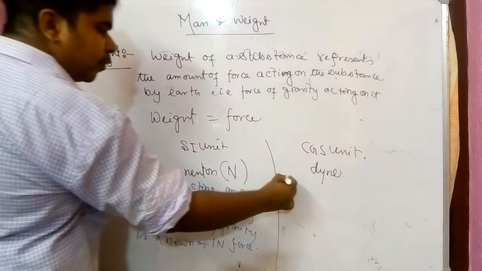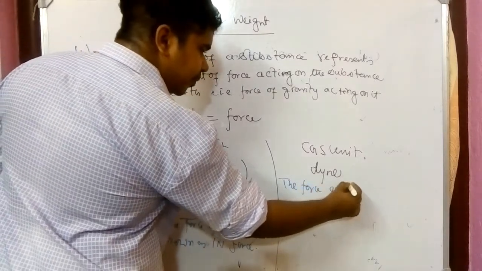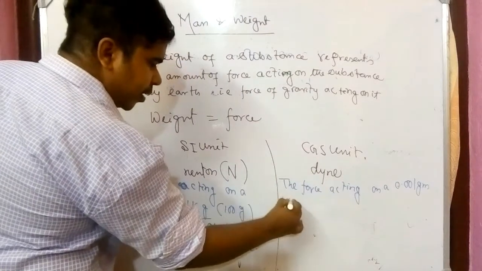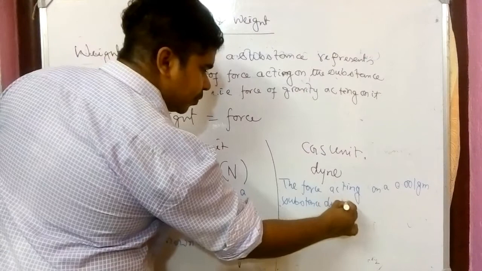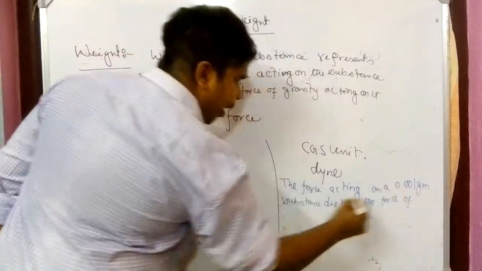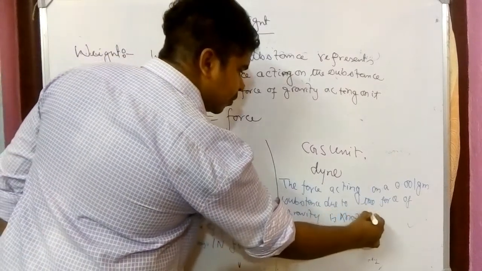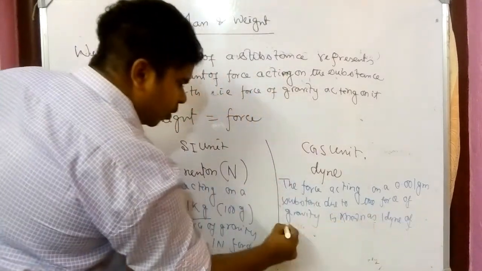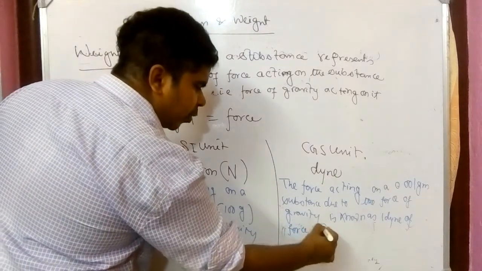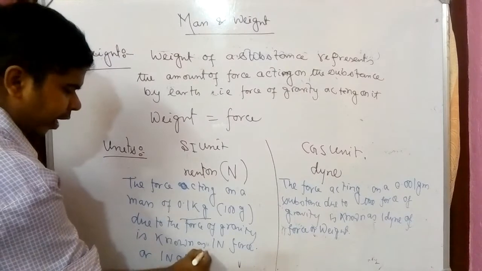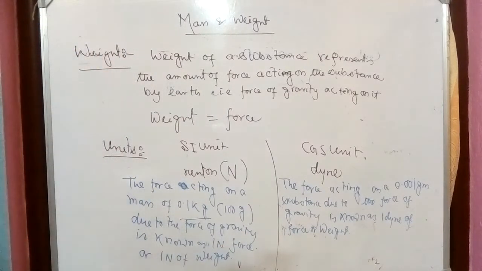It can be written as: the force acting on a 0.001 gram substance due to the force of gravity is known as 1 dyne of force, or we can write 1 dyne of weight also. Here also we can write 1 Newton of force or 1 Newton of weight. So these are two definitions of two units, where we have mentioned how we can measure the weight of a body.